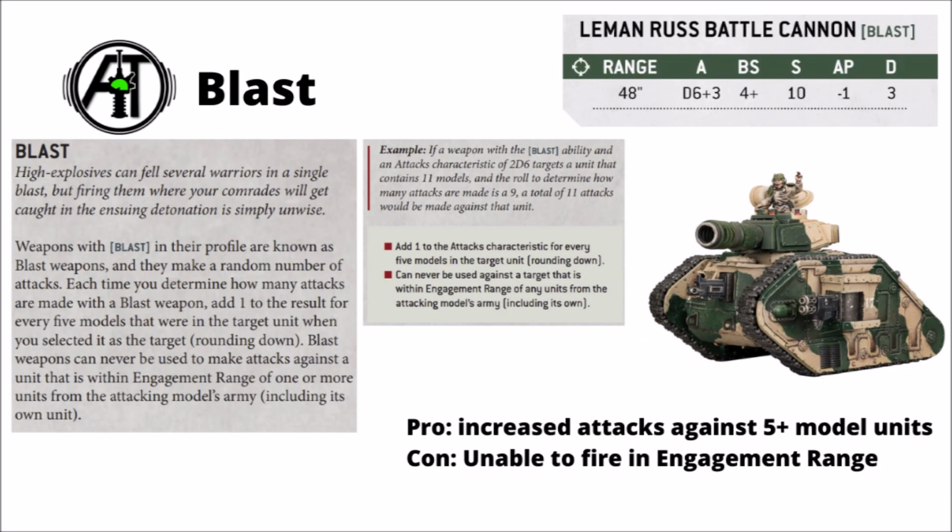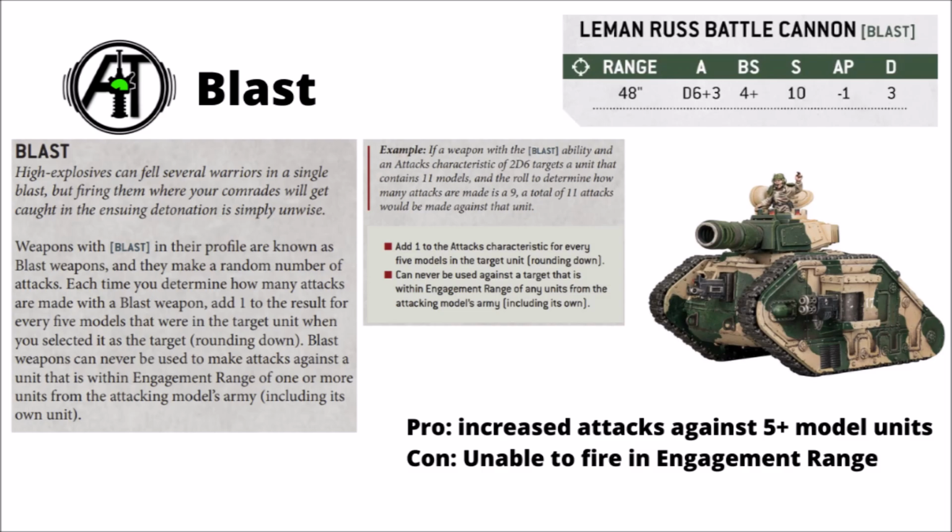Next up, we've got the blast keyword, things with high explosives that tend to have an effect on quite a lot of infantry if you fire at them. Blast weapons tend to have random numbers of shots, like this battle cannon with d6 plus 3 attacks, and then when you're determining how many attacks a blast weapon has, it gets to add 1 to the number of attacks for every 5 models in the enemy unit that you're targeting.